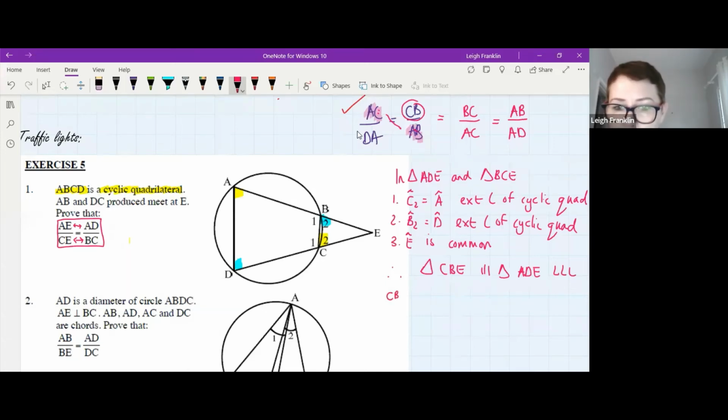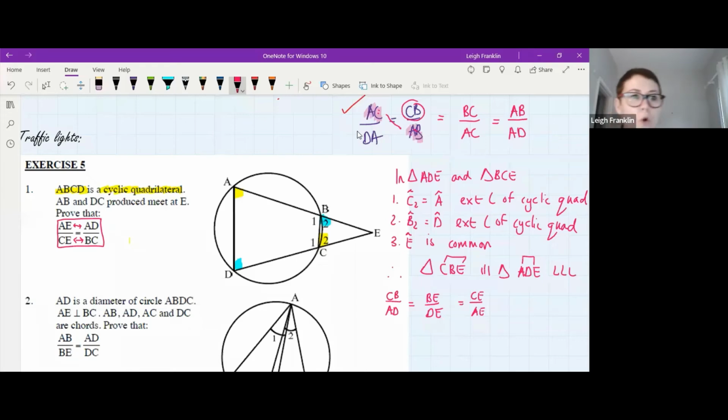CD over AD. BE over DE. And AB over DC. CE over AE is right. BE over DE is right. But the last thing, just say that again, please. CE over AE. It's going to be CE, first and last, over first and last.